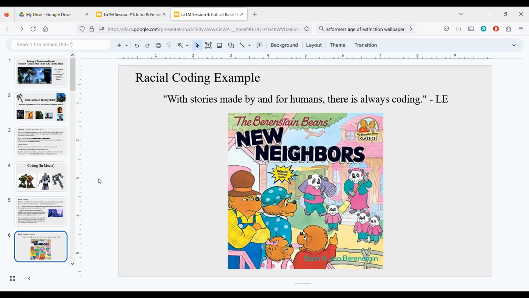And then we have this one. Tommy, can I have you read the quote? One more Lindsay Ellis quote. "With stories made by and for humans, there is always coding." And would you like to comment on the picture at all? Oh, that's an allegory because the pandas are different from the Bearstein Bears, and the kids are all cool with it, and the dad's being a racist over the panda bears. I didn't even think about the fact they're both bears, so that's kind of neat too. Just by looking at this image, you assume Papa Bear's got some reservations about the new neighbors, even though the rest of the family seems excited about them.